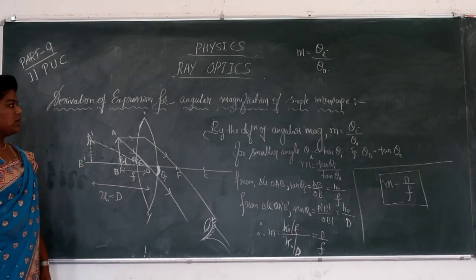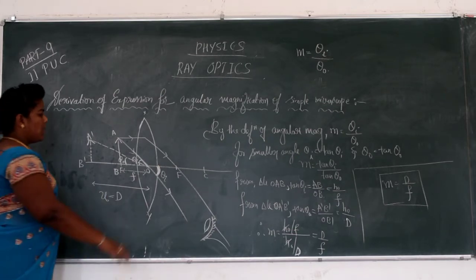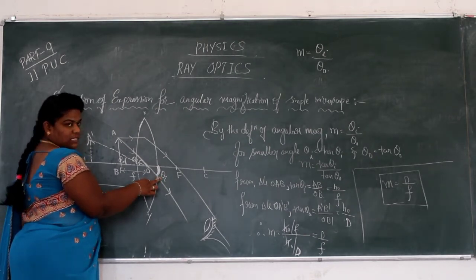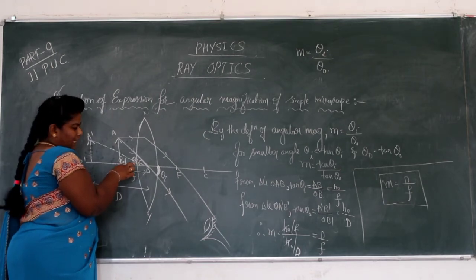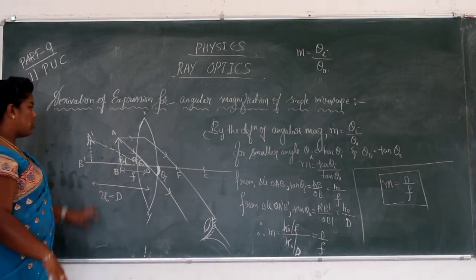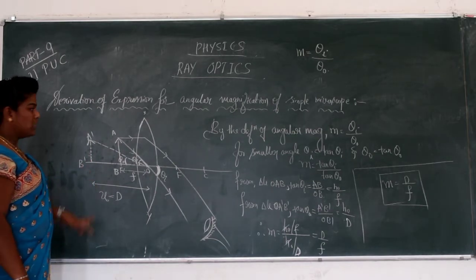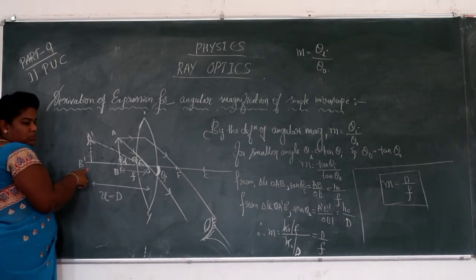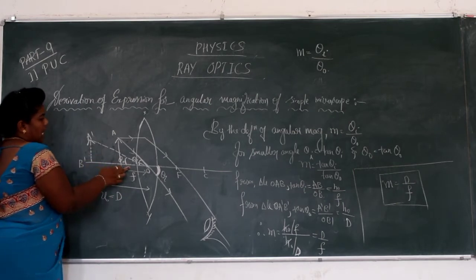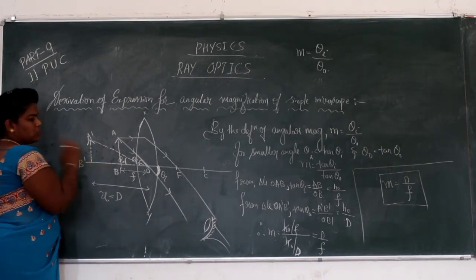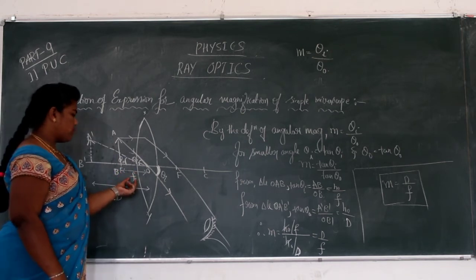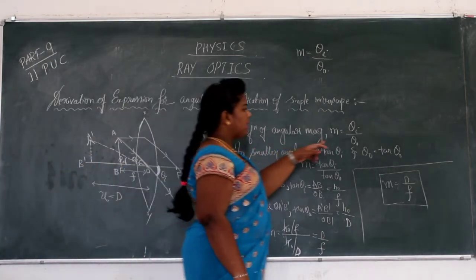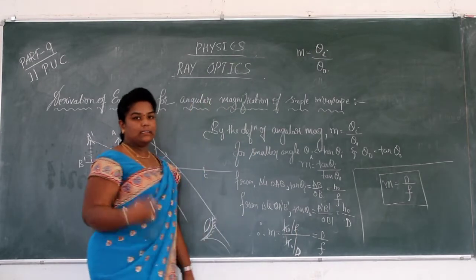According to the definition of magnification, the angle subtended by the image at the eye is theta I. According to mathematics, this angle should also be equal to theta I. One thing, my dear students: we assume that the object is placed at the least distance of distinct vision. So I am going to assume, which I have written in dotted lines, that A dash B dash is an object assumed to be placed at capital D. The angle subtended by this A dash B dash at the eye is theta naught, whereas OF is the focal length and OB dash is D. Now by the definition, M is equal to theta I by theta naught.